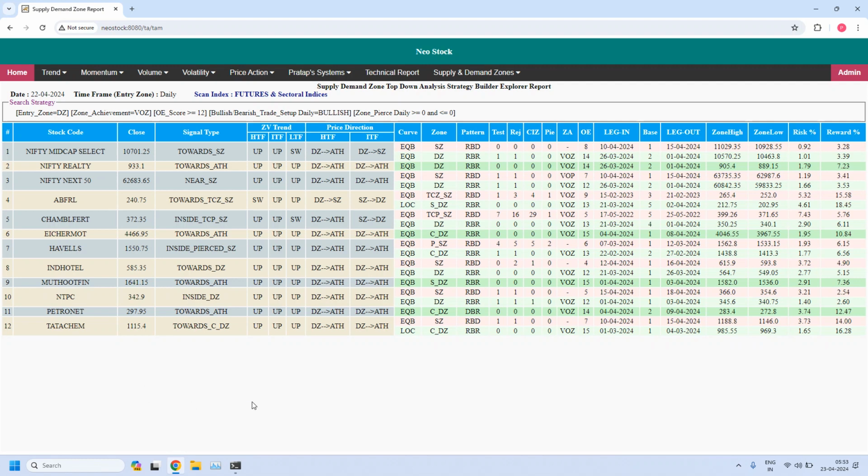If you are not in a position to understand this report, what are all these columns, what are all these abbreviations, please complete lesson 21.1. That is part 1 of lesson 21. So in that video I have clearly explained all these columns in detail. In that video I also explained how to draw zones in TradingView by taking the leg in, base and leg out as a reference, and how you can draw the zones. That also I explained.